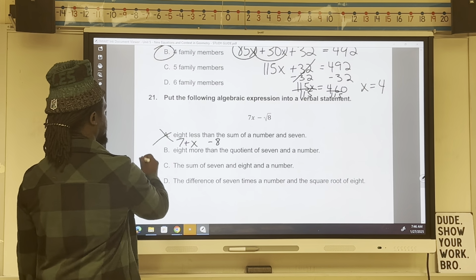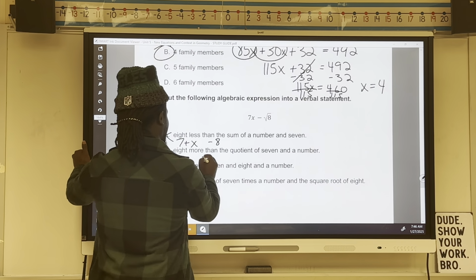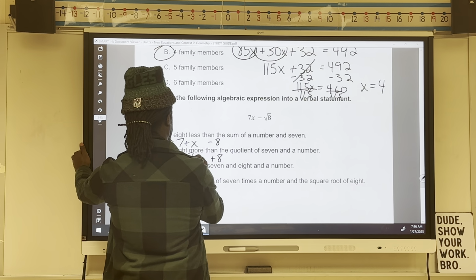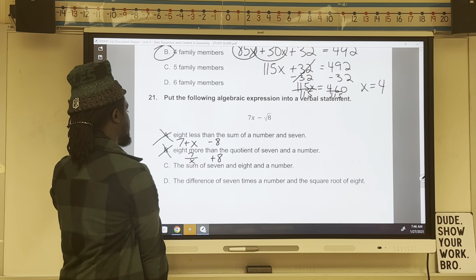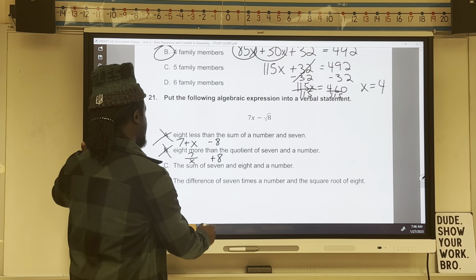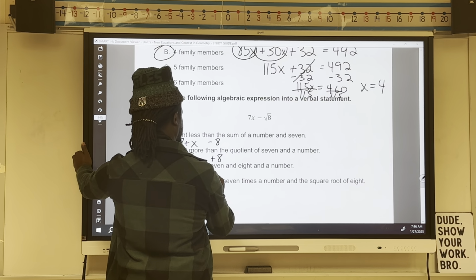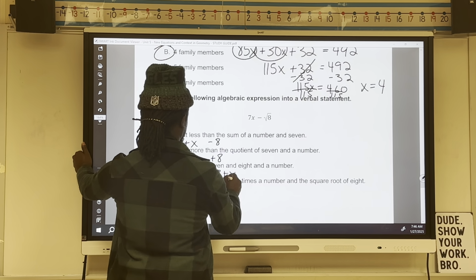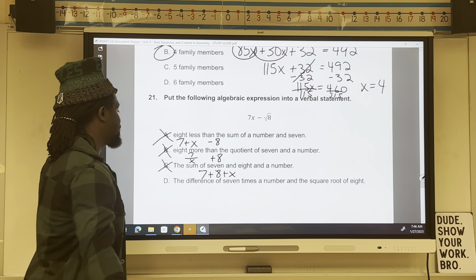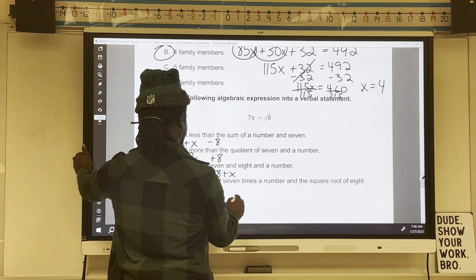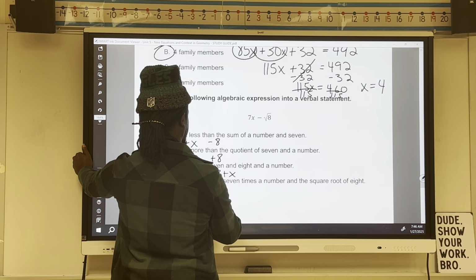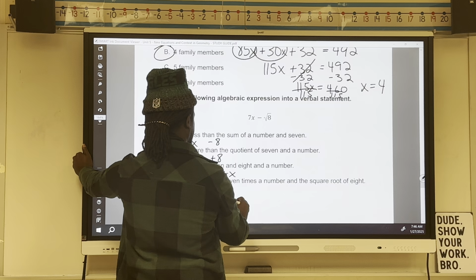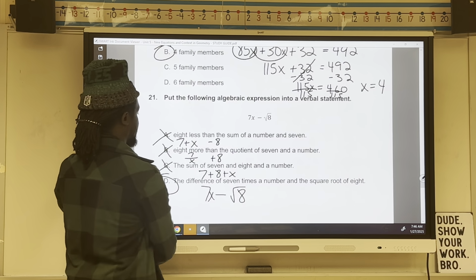That's not right, okay? 8 more than, that means I'm adding 8 to the quotient. Quotient means divide, so 7 and a number. That's not right, okay? The sum means I'm adding, 7 and 8 and a number. 7 plus 8 plus a number. That's not right. Again, difference is I'm subtracting, so what am I subtracting? 7 times a number, so 7x, and the square root of 8. Square root of 8. That's my answer.